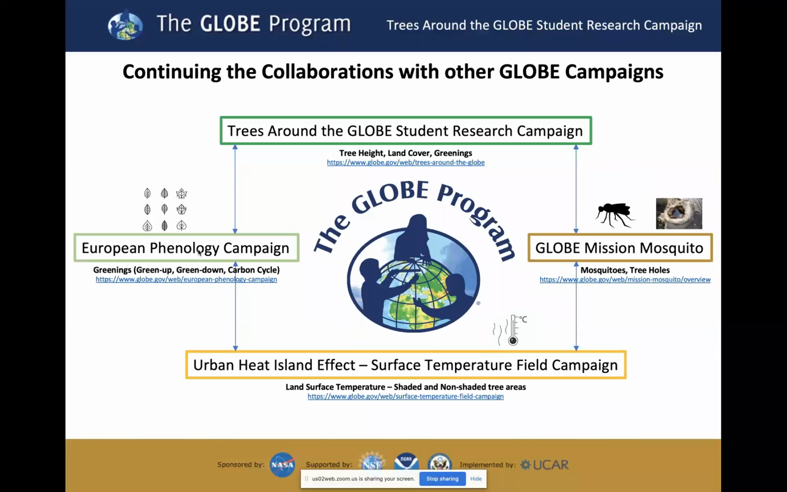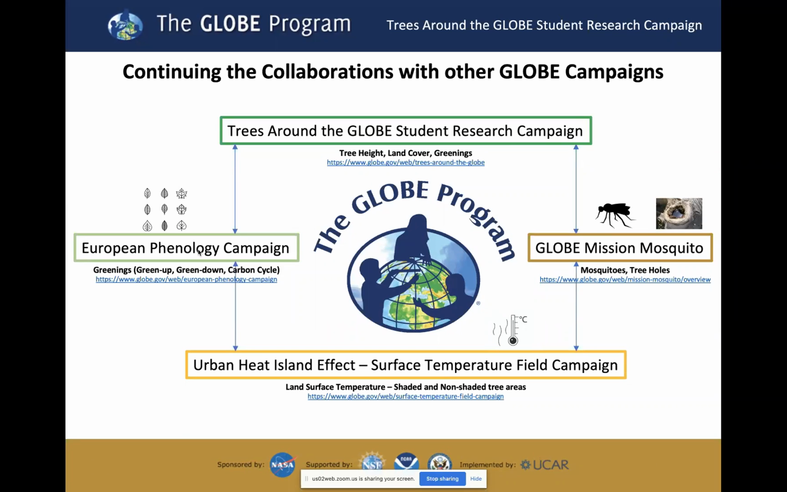So what we're doing at the campaign, we're really collaborating with other campaigns. We're collaborating really well with the European Phenology campaign because they focus on green up and green down and leaves and the carbon cycle. So if you happen to be part of the European Phenology campaign, when you're out taking a greenings measurement, we're asking that you take tree height measurements, so we have that comparison between those two.